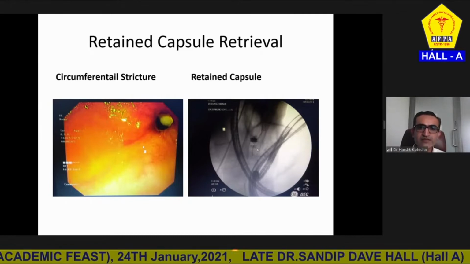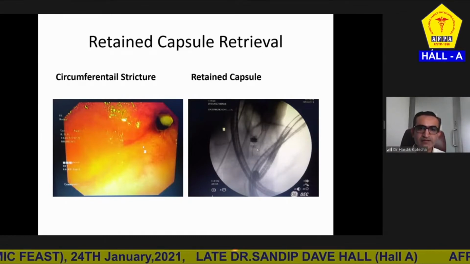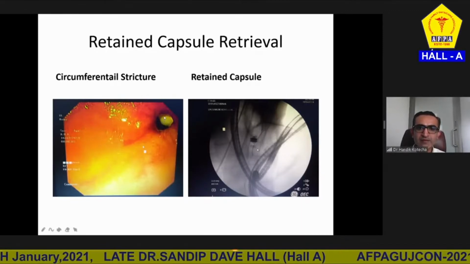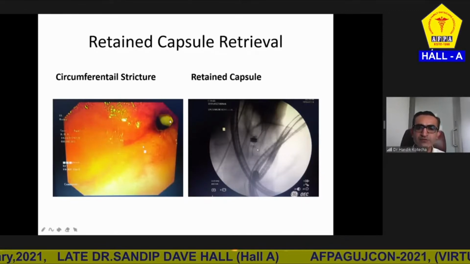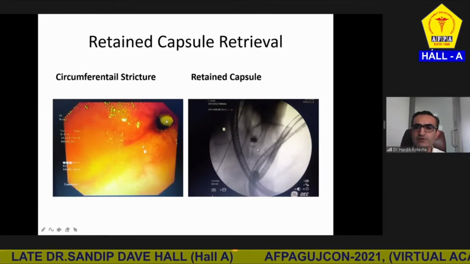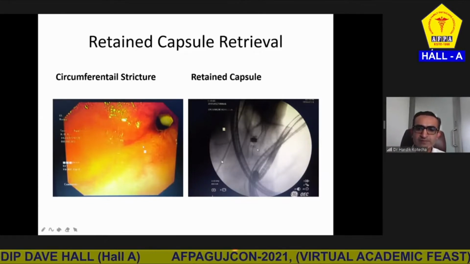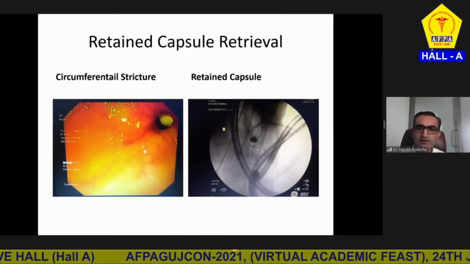In the first image, you can see that there is a tight stricture in the small bowel. And beyond that, I am able to see this yellowish colored capsule, which is now stained by bile because of being in the lumen for so long. So we reached the capsule with the help of the enteroscope.